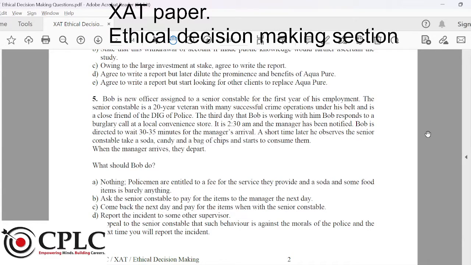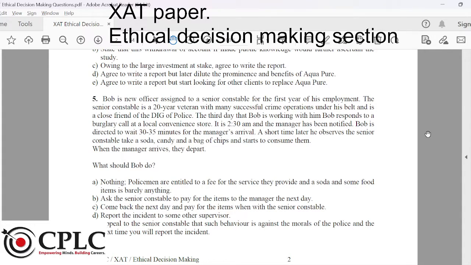Either ask the senior constable to pay the manager the next day, or come back the next day and pay by himself with the senior constable. Out of these two options, I would go for C. Reason being, this is his third day and the other person is very senior. If you ask someone to pay the money, it might have cost him 100 or 150 bucks. But asking the senior constable to pay might not be the answer, because he might not oblige. But making him aware that what you did is wrong, and for you I am paying at this moment, without using any word and doing it by actions, would be the correct way.